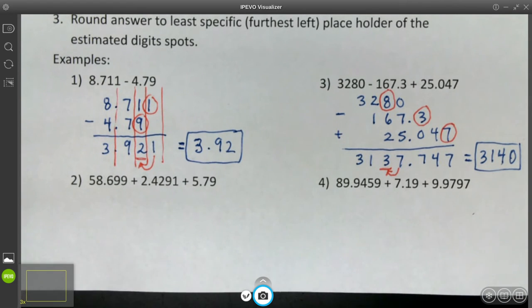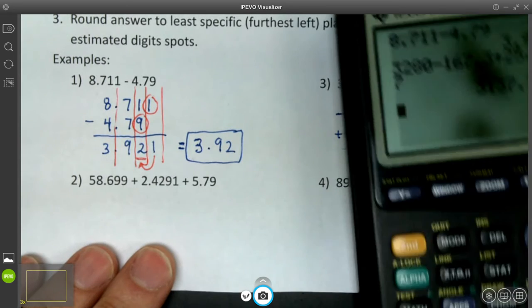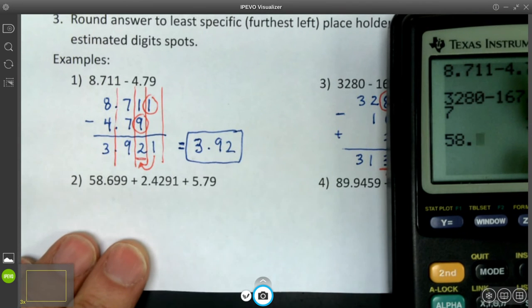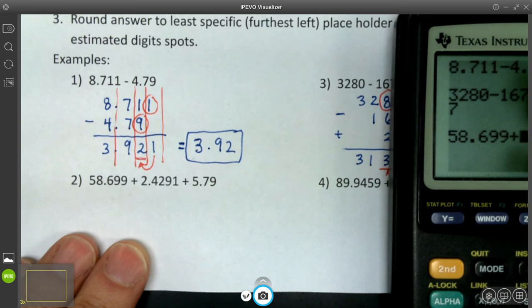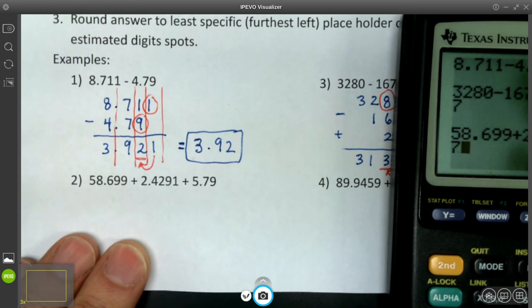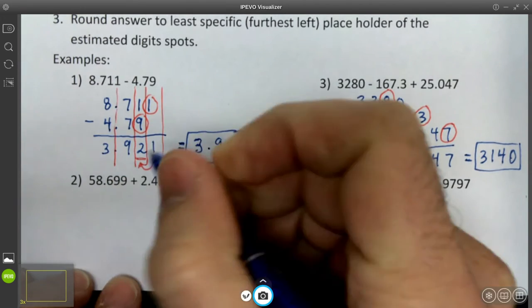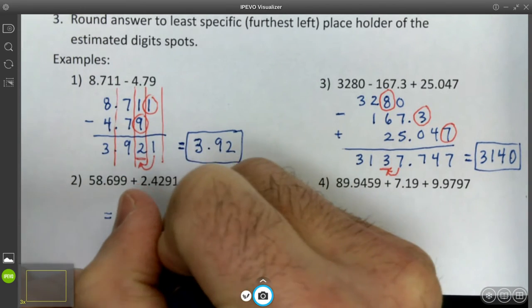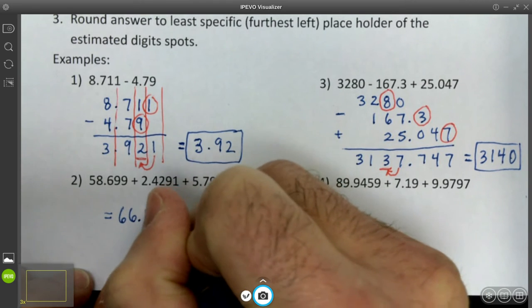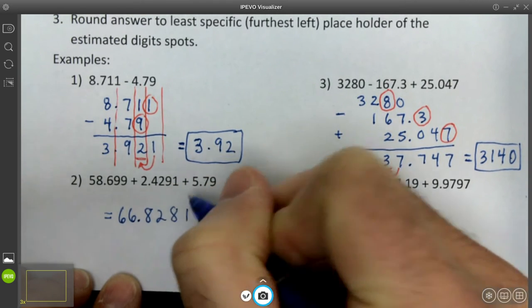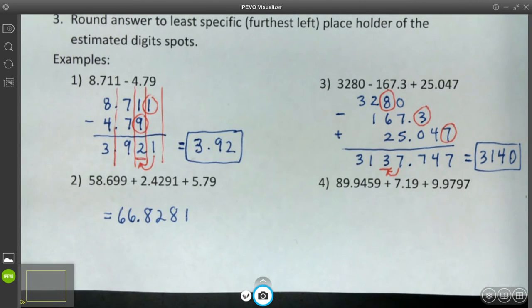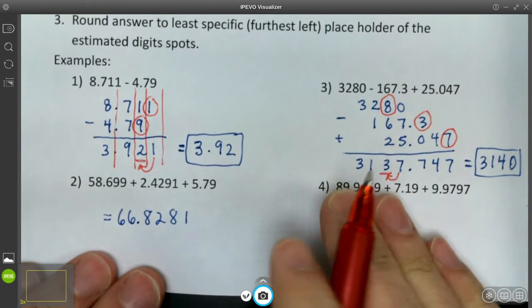So what you can do is first do the math. 58.699 plus 2.4291 plus 5.79 gives us an answer of 66.8281. All right. Now, the correct number of significant figures.